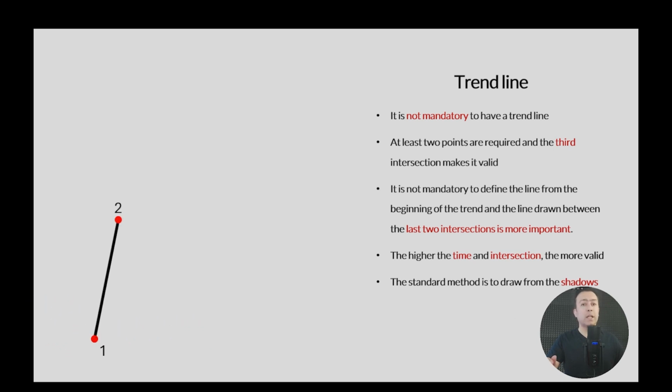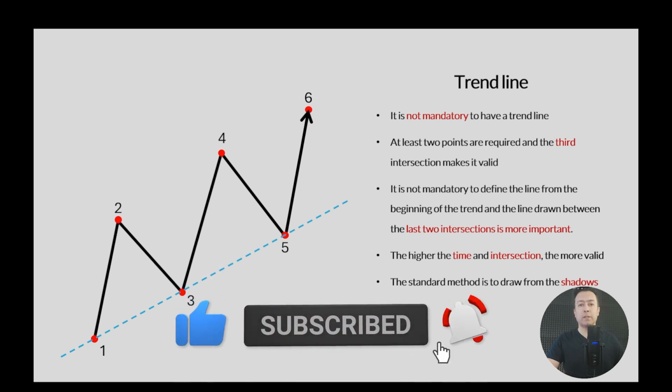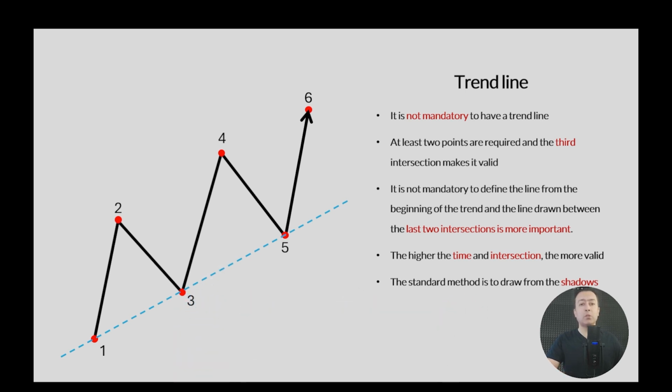So drawing a trend line is not mandatory, but let's suppose you started buying at price point 1 and the price moved up. At point 2, there's a resistance level, and then the price moves down and reaches point 3. Up to this point, you have points 1 and 3. The price then moves up again to point 4, and when it drops again, it reaches point 5. Now you have 3 points, 1, 3, and 5. If you draw a line connecting points 1, 3, and 5, you'll see that a trend line is formed.